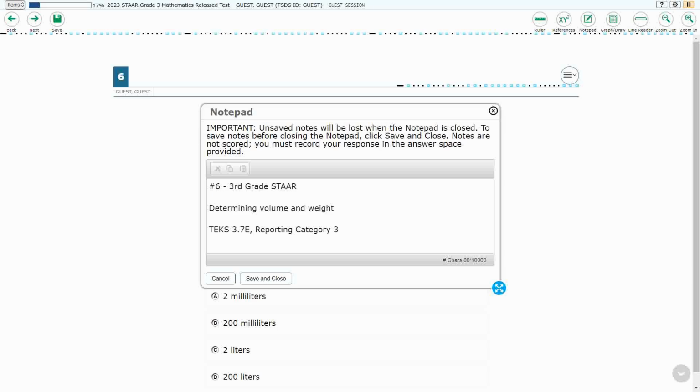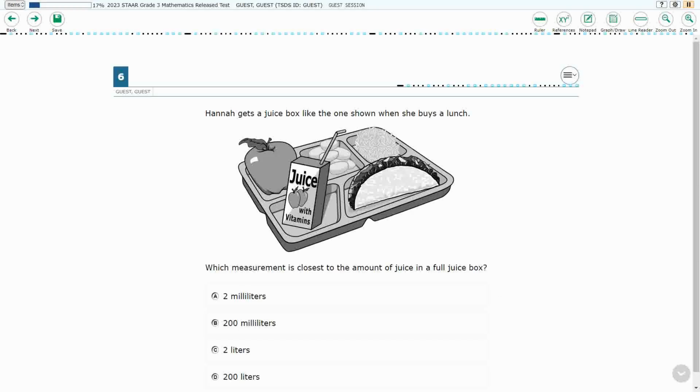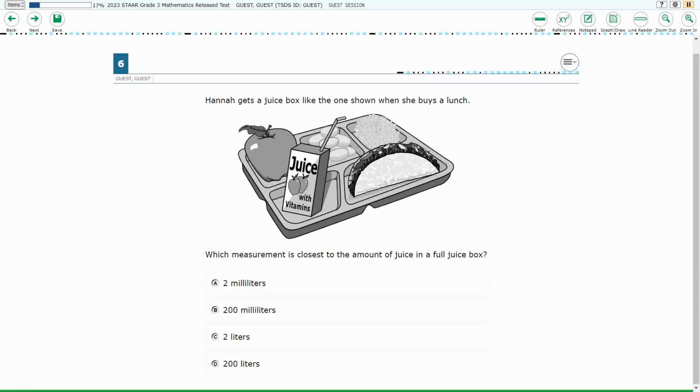For number 6, we are determining volume and weight. This is TEKS 3.7E and reporting category 3. This is actually the first time that this standard has ever been tested on a STAAR test. So let's take a look at it.